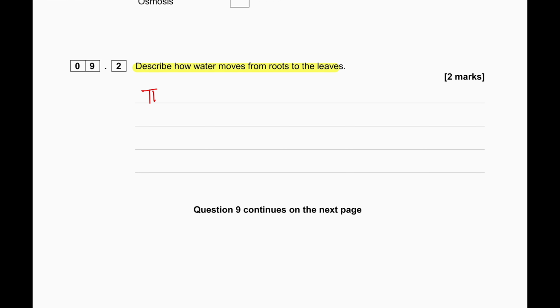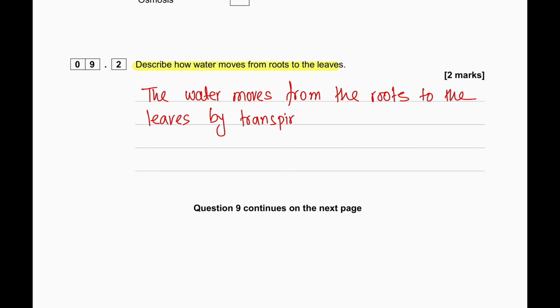So the answer can be written as: the water moves from the roots to the leaves by transpiration pull in xylem.